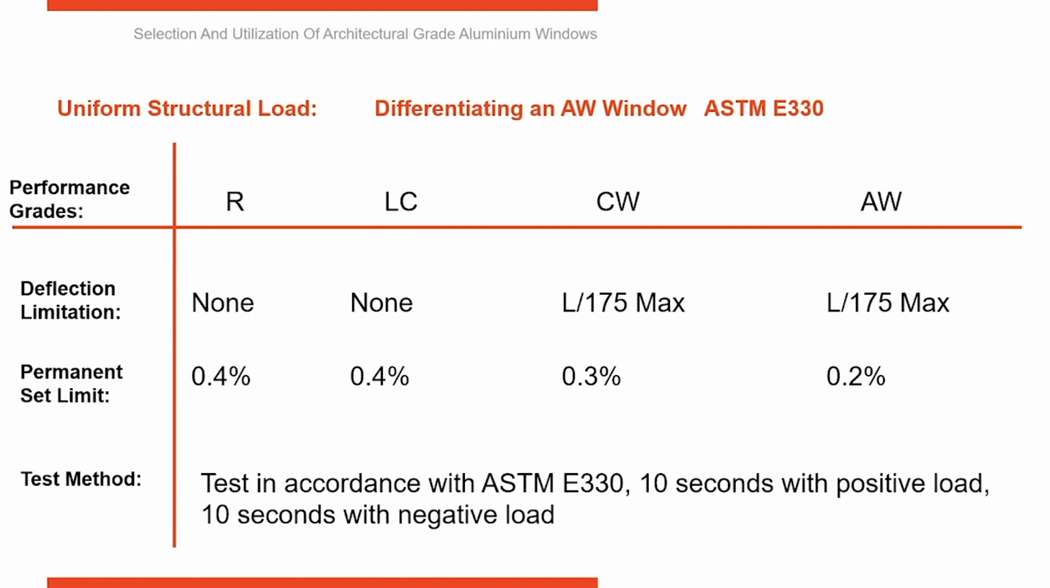And then there is an allowable permanent set. So you can see with residential and light commercial, we're a little more relaxed there, and we're allowing 0.4% permanent set. So we're allowing those to bend and maintain a permanent set, a little bit more so than commercial windows, which is 0.3%, and AW is very strict. You're only allowing 0.2% permanent set. So the window can bend just slightly, but it's very, very strict on the AW side.